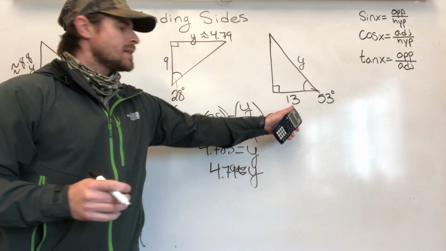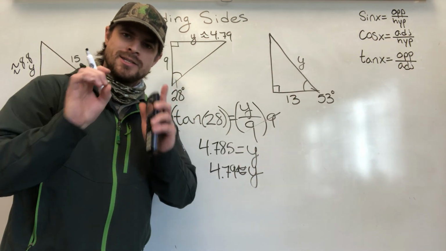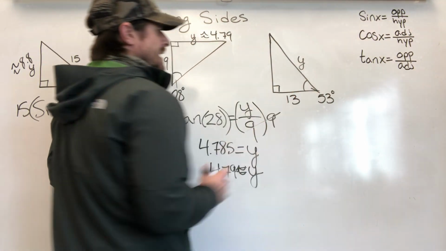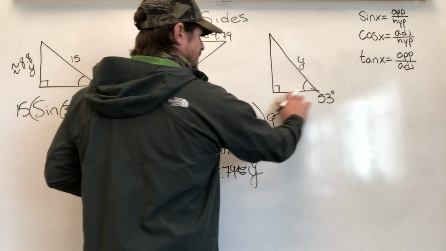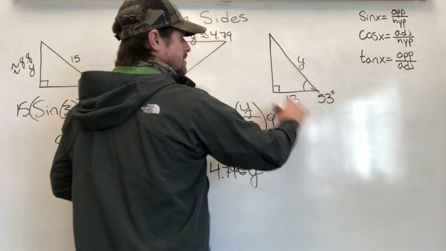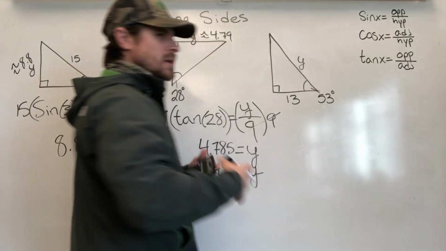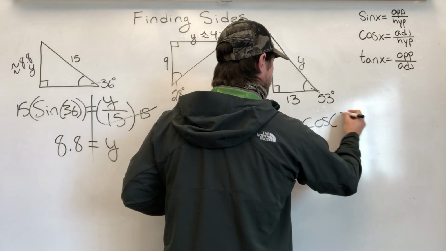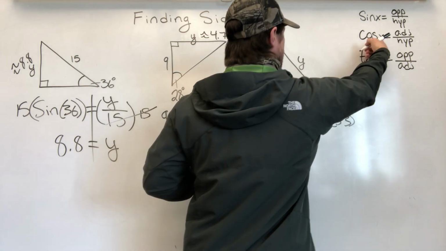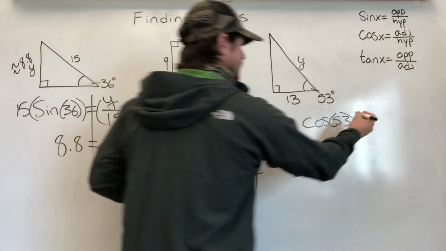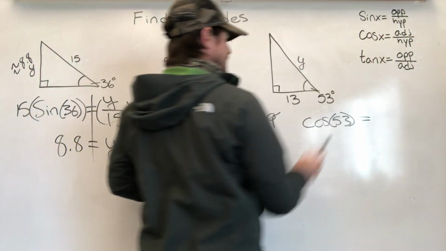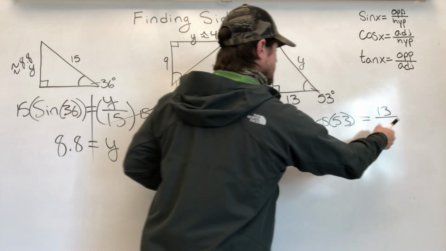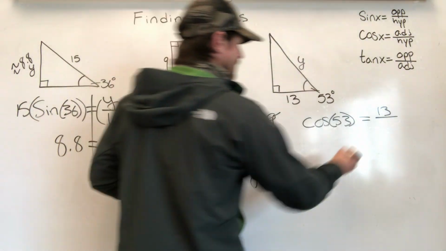Last but not least, this one's a little bit different. Pay close attention. Let me show you exactly what we're going to be doing here. 53 is my angle measure. I have an adjacent side and a hypotenuse. Adjacent and hypotenuse means we're going to be using cosine. So I'm going to write cosine 53, remember the x is just the angle measure, is equal to, my adjacent is the 13, and y goes down here on my denominator.